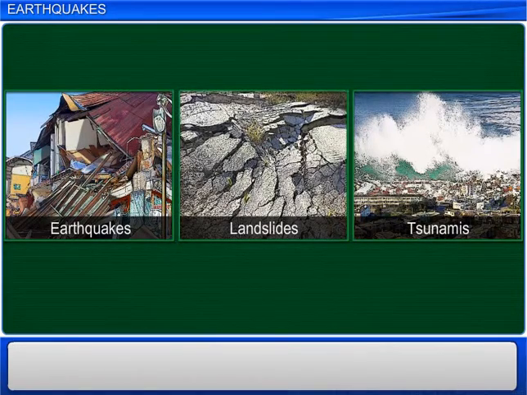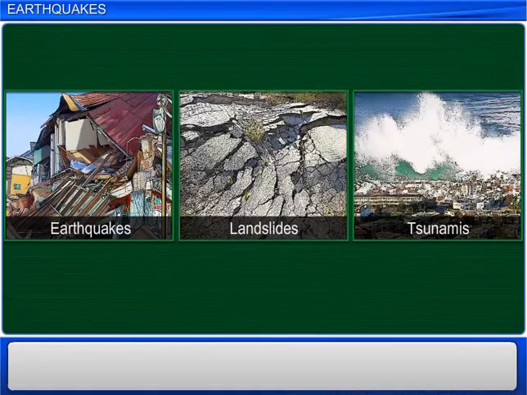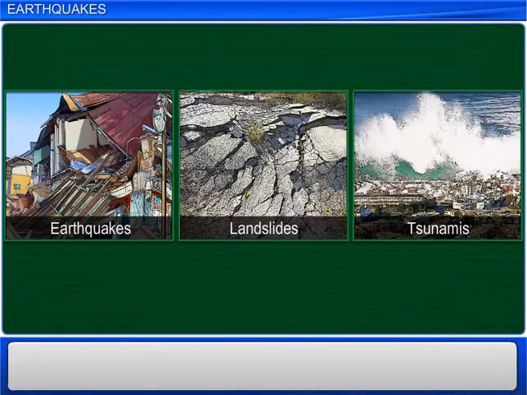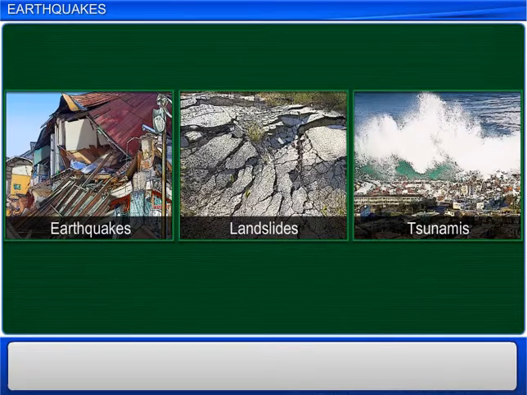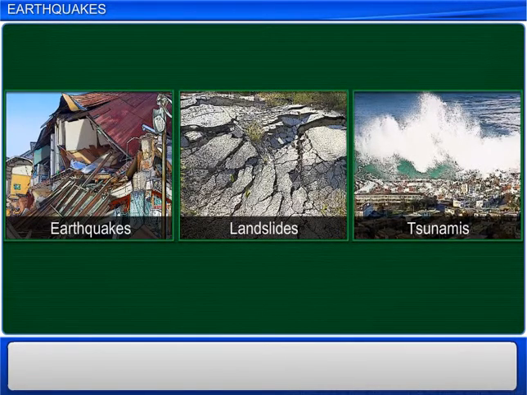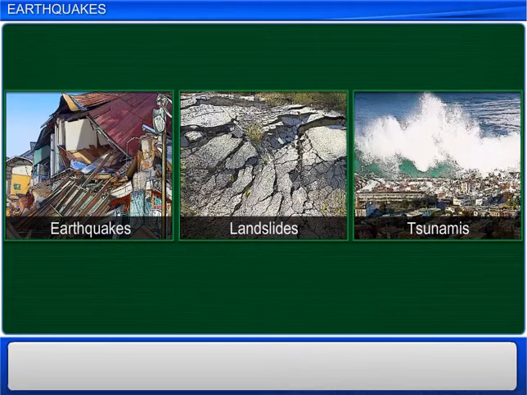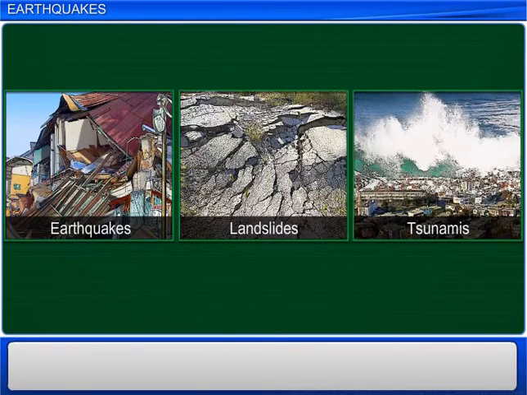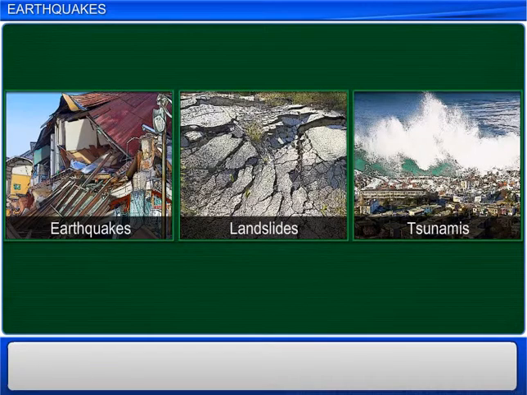All earthquakes damage houses, buildings, roads, railway lines, and telecommunication lines, and lead to loss of lives. In hilly areas, earthquakes often lead to landslides. In coastal areas, earthquakes can lead to tsunamis.